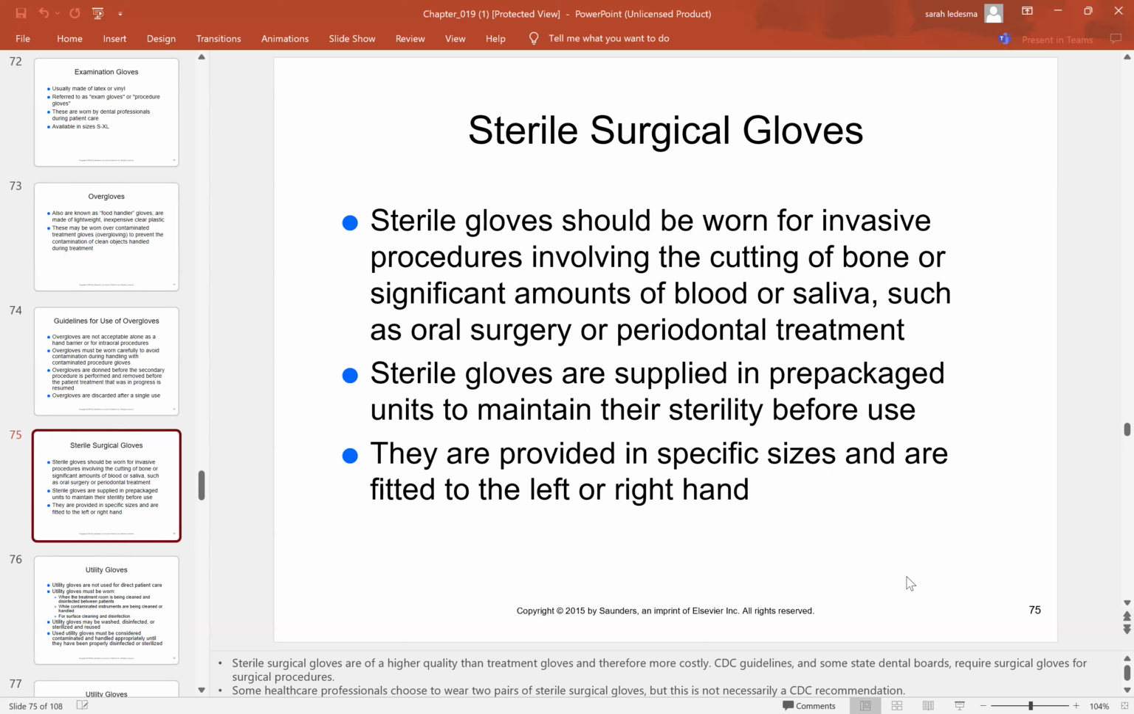Sterile gloves should be worn for invasive procedures, including cutting of bone or significant amounts of blood and saliva, such as oral surgery or periodontal treatment. They're supplied in pre-packaged units to maintain their sterility before use and provided in specific sizes.